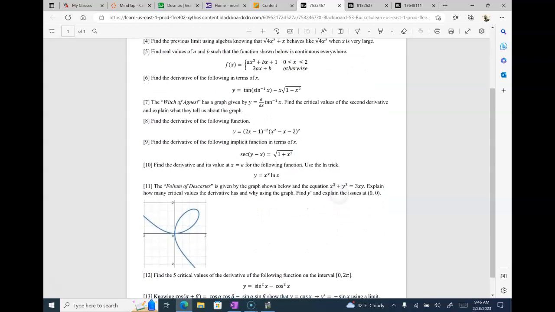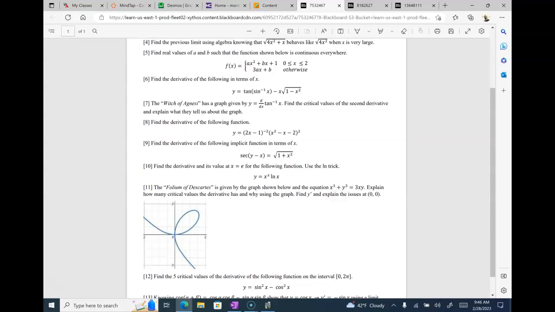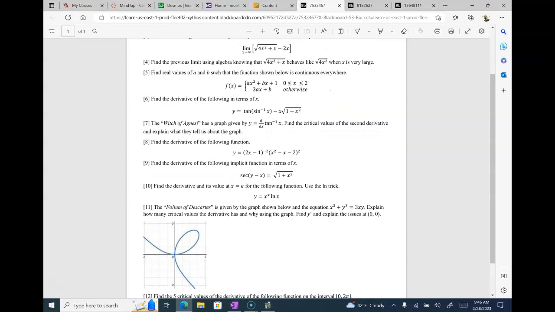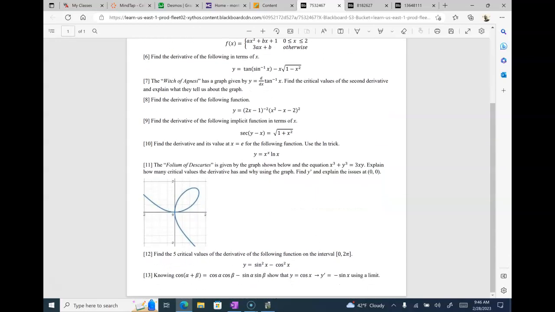For fall 2019 and fall 2020, no 6, 11, and no 6. No 6 is for the Chapter 3 test. Okay, so what did I say on this test? No 3 and 4. No 10, that's the LN trick again. No 13. That's enough. If you do all those, you're ready.